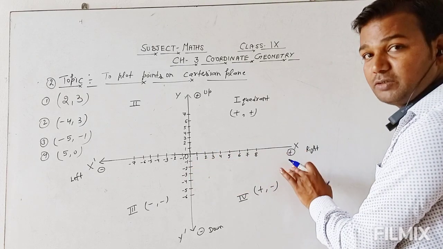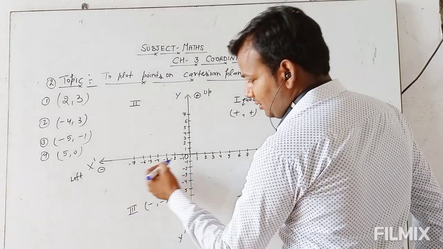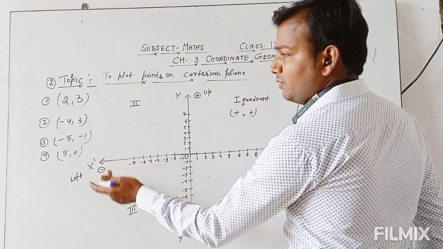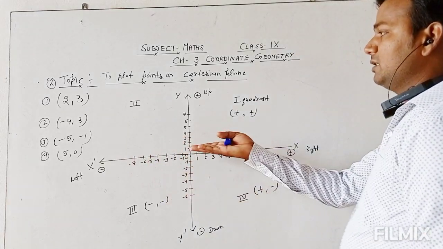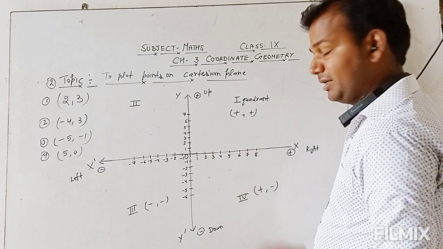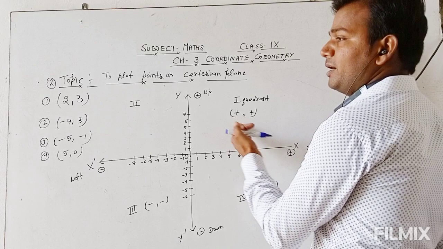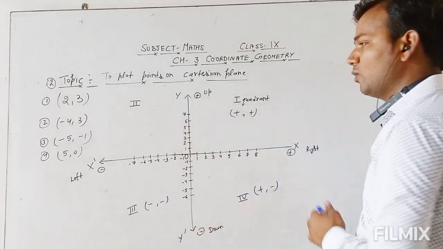You know very well this is the positive side of the x-axis, and the negative side of the x-axis is -1, -2, -3, -4, -5, -6, -7 and so on. And similarly upward is the positive y-axis and downward is the negative y-axis. And you know very well this is the first quadrant, second quadrant, third quadrant and fourth quadrant.